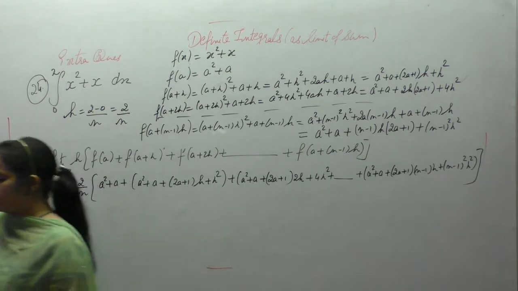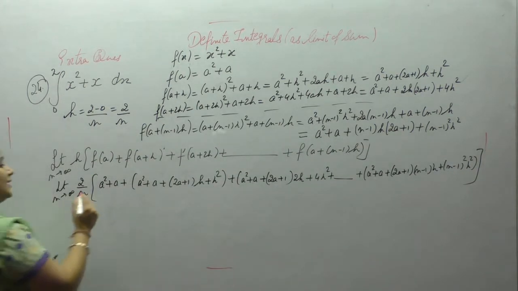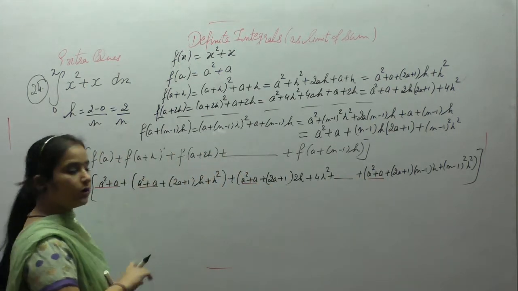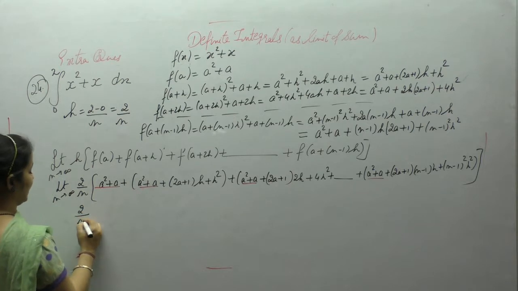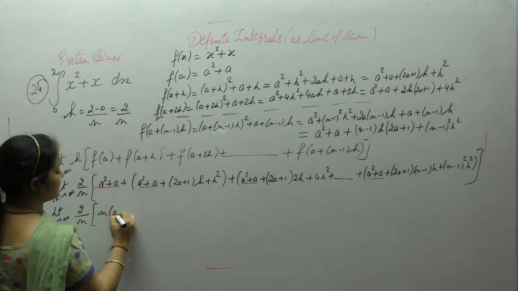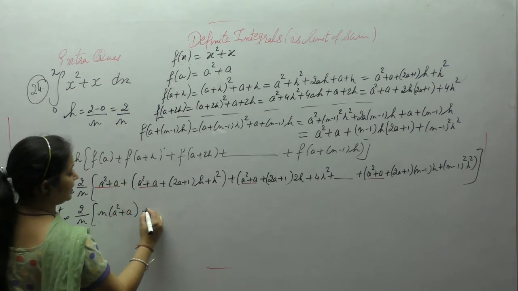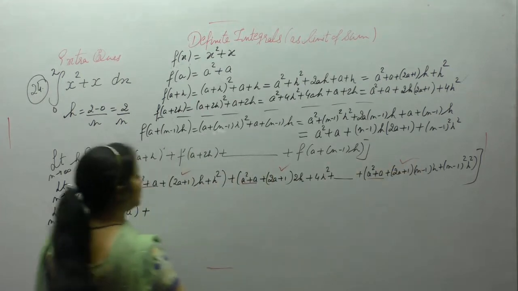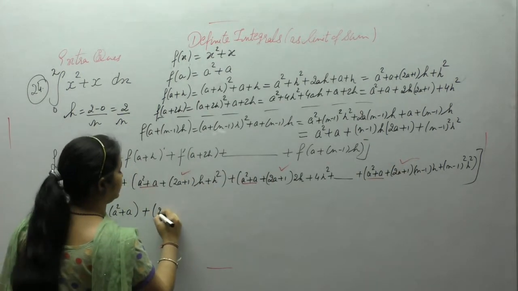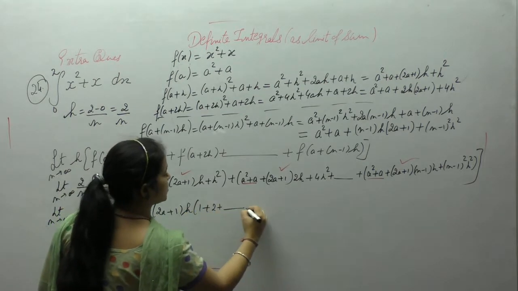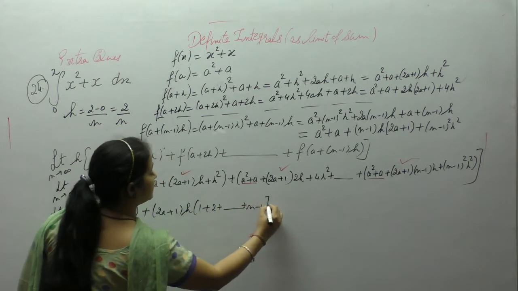Now take the terms which are common. a square plus a is common in all the terms, so a square plus a comes n times. Now terms of h. Take (2a plus 1) into h common. We are left with 1, 2, so on up to n minus 1.